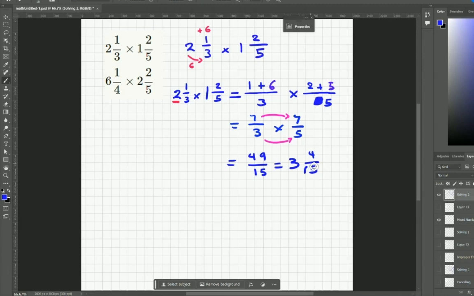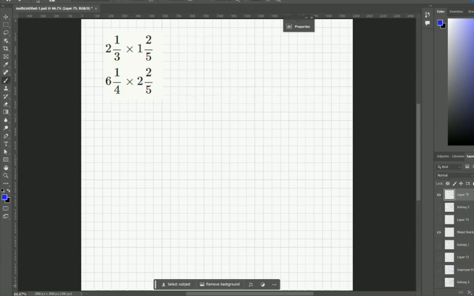Okay, so let's have a look at the next one, and that's going to be 6 and 1/4 multiplied by 2 2/5. And we need to remember we have to get both of these into improper fractions. It's going to be equal to something over 4 multiplied by something over 5. And we just got the numbers here. So we're going to add that 1 plus something, and we're going to add this 2 plus something.